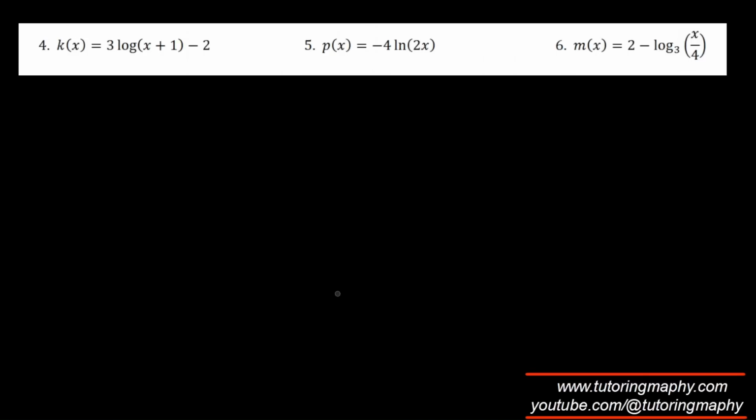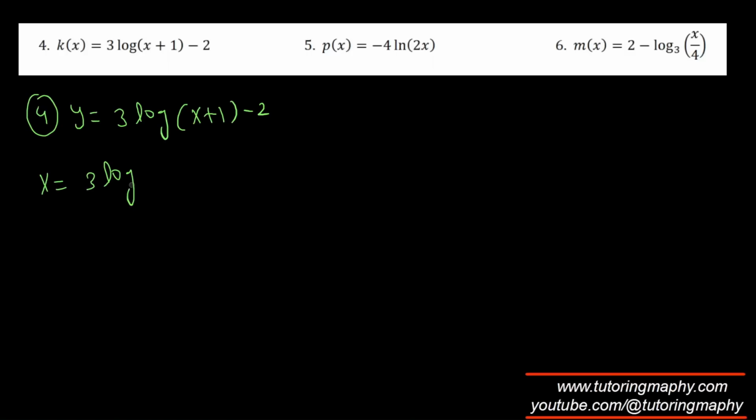Right, more questions here. This one is opposite, right? Here we are given the log function. So the procedure is still the same, replacing k with y. So y is equal to 3 log of x plus 1 minus 2. So replacing x with y and y with x, x is equal to 3 log of y plus 1 minus 2.